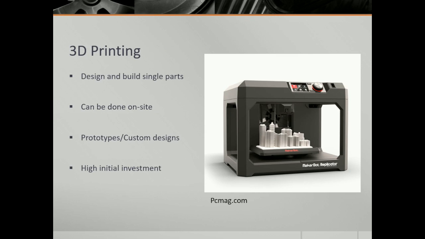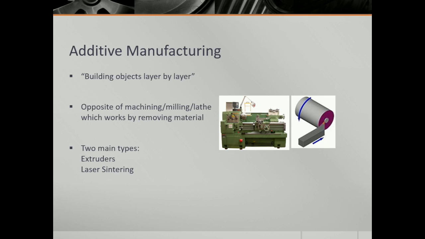3D printers can be used to design and build single custom parts, and it can be done on site. In fact, most 3D printers fit on top of a desk. However, there's a high initial investment to purchase the printer. 3D printing is a type of additive manufacturing, which is building objects layer by layer. This is the opposite of machining, milling, or using a lathe, which works by removing material.